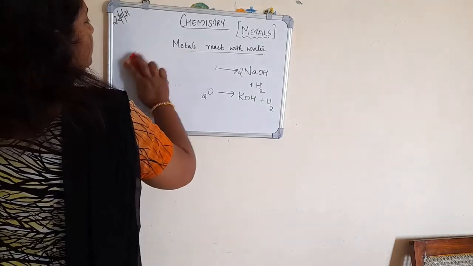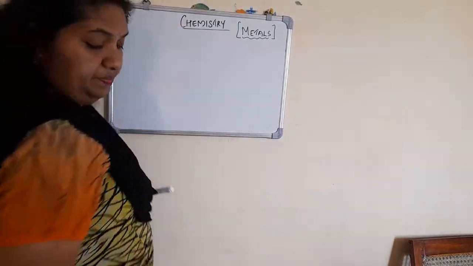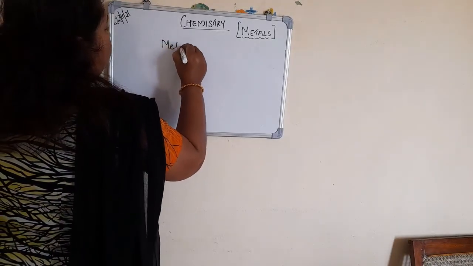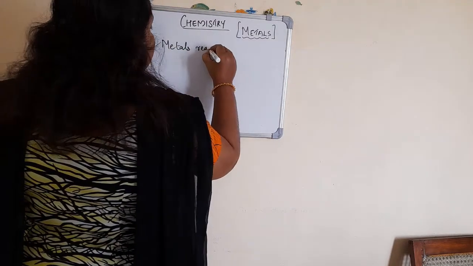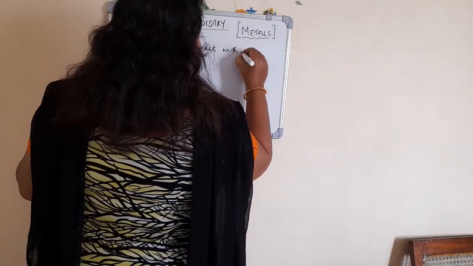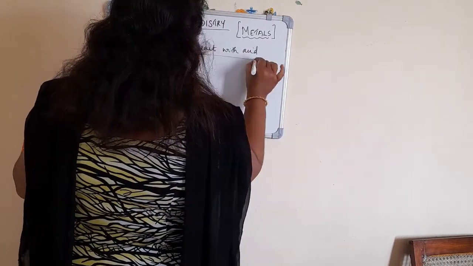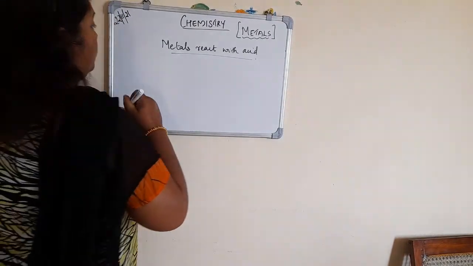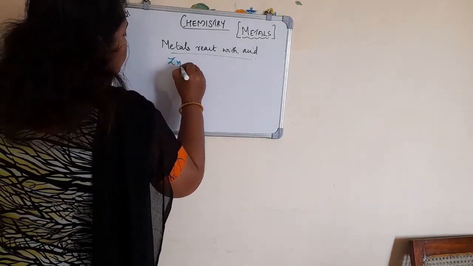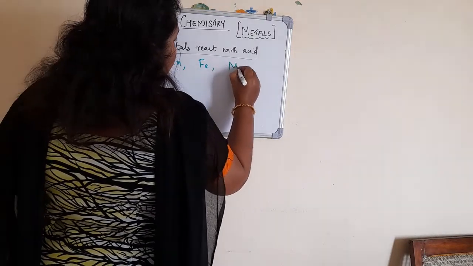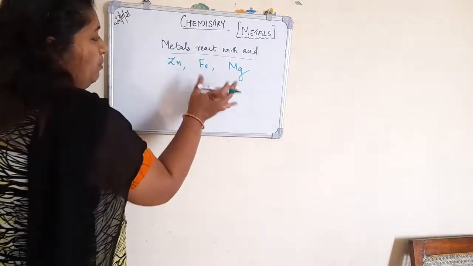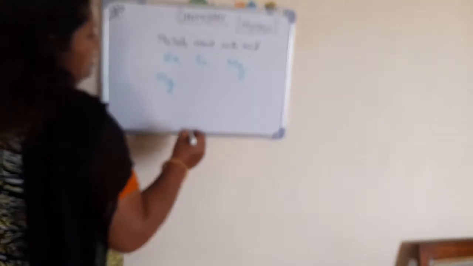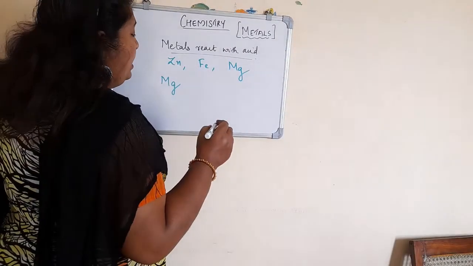Now next is about how metals react with acids. Now I am taking some metals like zinc, iron and magnesium. Among these metals, magnesium is a very reactive metal.